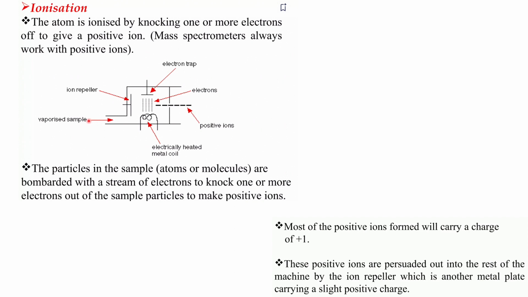The vaporized sample is passed through this inlet, and it is bombarded with a beam of electrons over here, and the positive ions are emitted. The positive ions do not go this way because of the ion repeller, which is also positively charged. Because like charges repel each other, the positive ions are repelled in the opposite direction, and hence they move out of this chamber to the next part of the instrument.